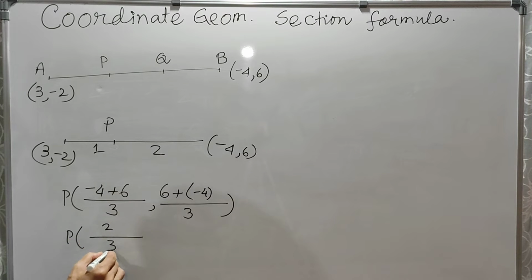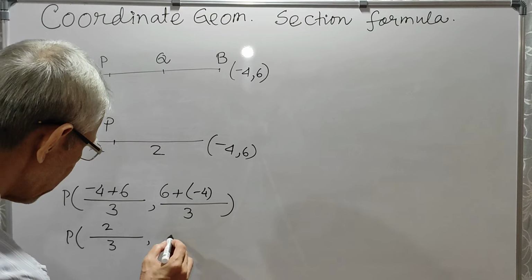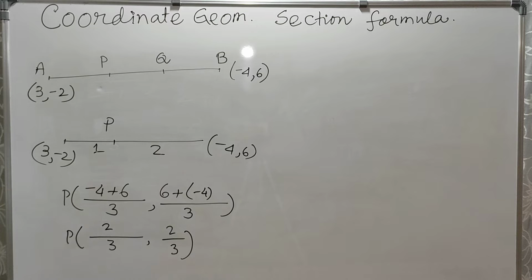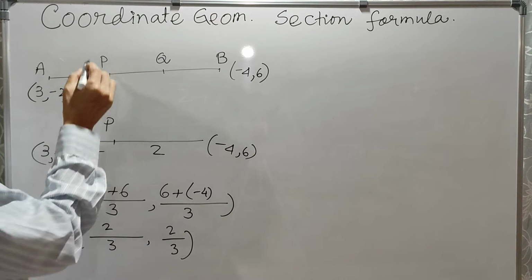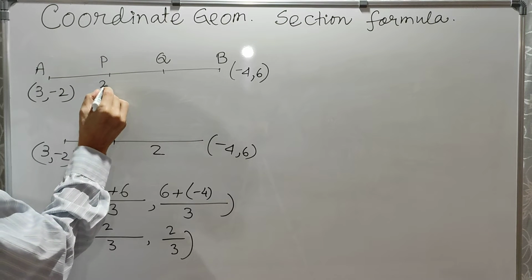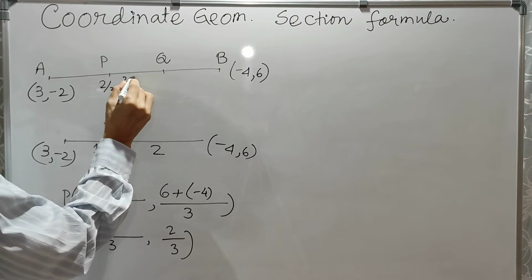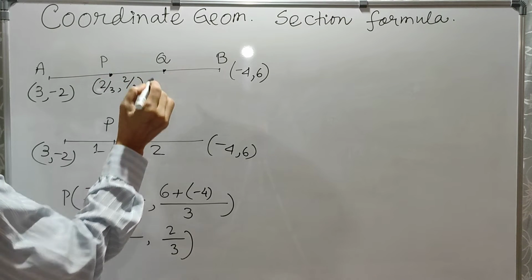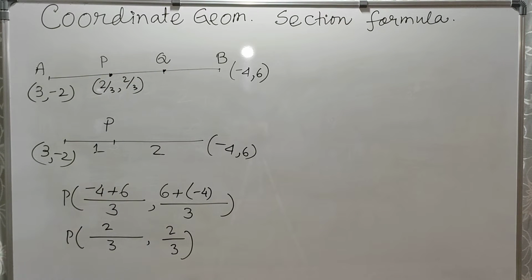The coordinates of P: 6 minus 4 is 2, so 2 by 3, and 2 by 3. Is it so? Yes. So this is P. We got P as 2 by 3, comma 2 by 3. So the coordinates of P we have found out. Now next we have to find the coordinates of Q.